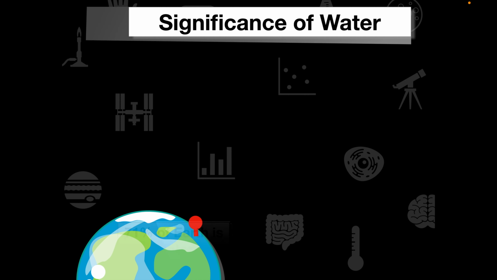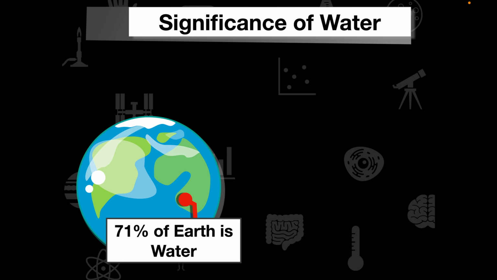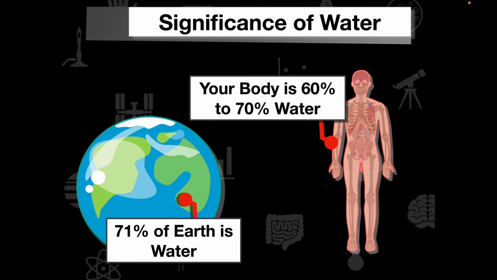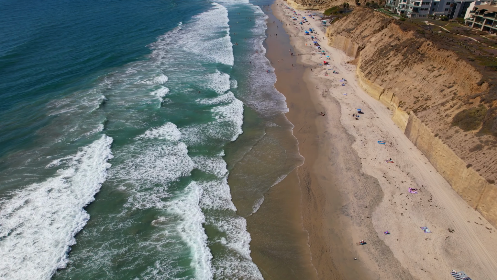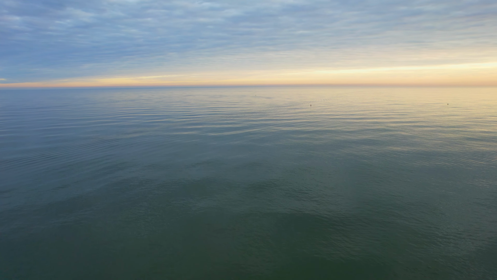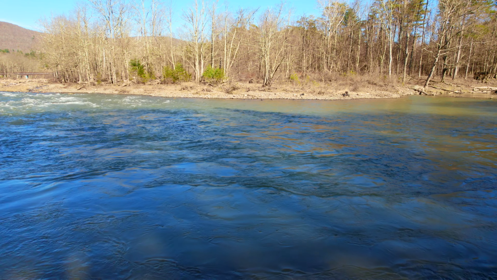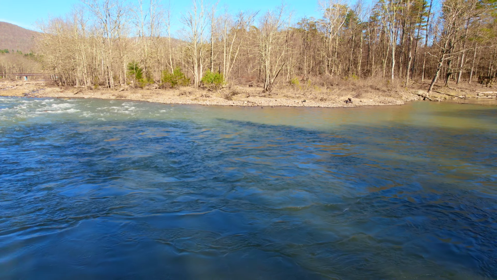So let's go through and think about the significance of water. 71% of the earth is water, and your body is anywhere between 60 to 70% water. Now, water, like carbon, has a special role in living things. It's needed by all known forms of life. It's a simple molecule just containing 3 atoms.